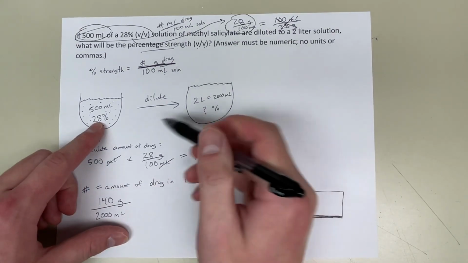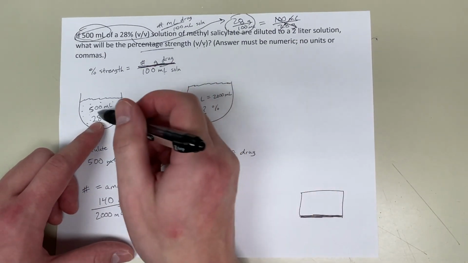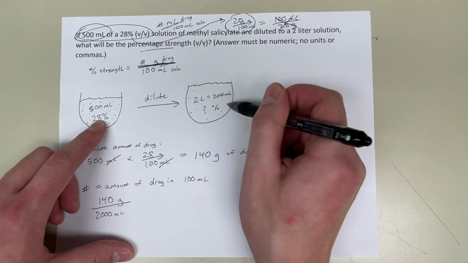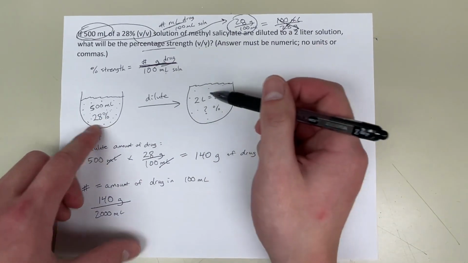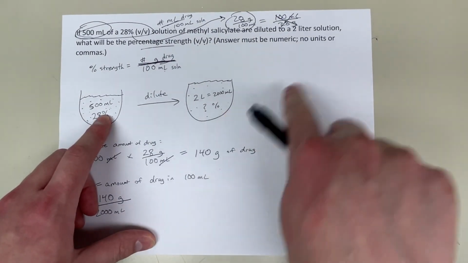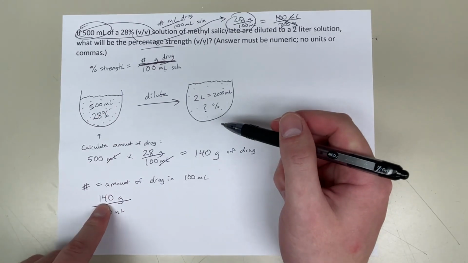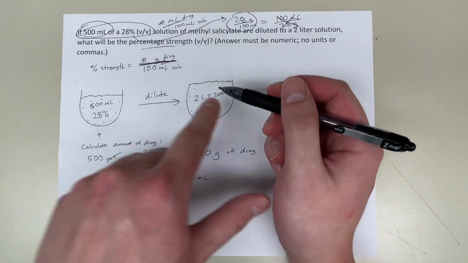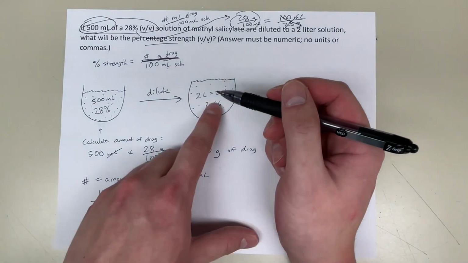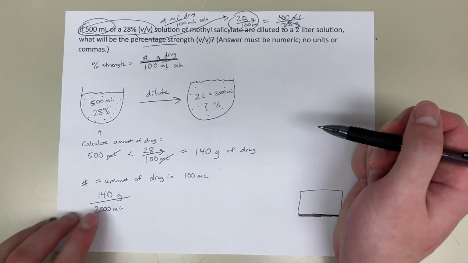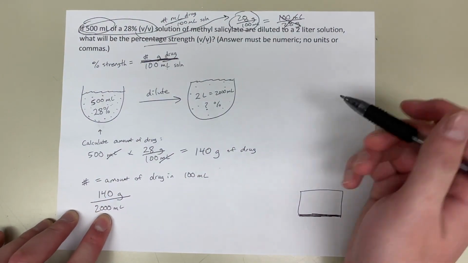Right? Because these two beakers have the same amount of drug, these dots here. But these dots are more dispersed because it's less concentrated. There's the same amount of drug in this one as this one. Exact same amount of drug, just the volume is different. That's why I could put 140 grams of drug, which was in here, and it's also in here. But now I'm going to put it over 2,000 milliliters because it's in a higher volume than before. That's why I put this proportion like this.